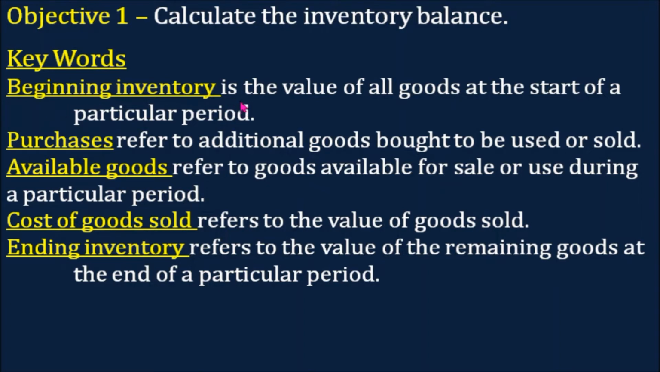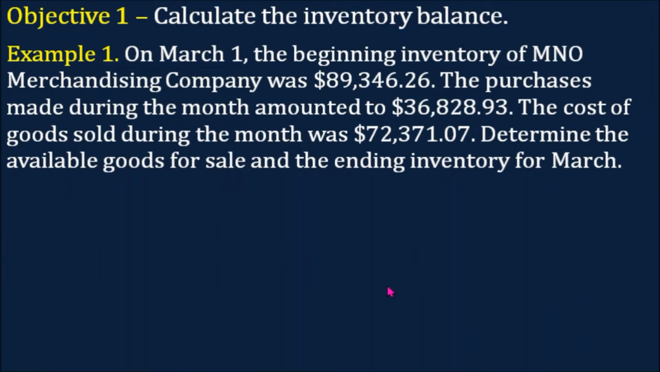Beginning inventory is the value of all goods at the start of a particular period. Purchases refer to additional goods bought to be used or sold. Available goods refer to goods available for sale or used during a particular period. Cost of goods sold refers to the value of goods sold, and ending inventory refers to the value of the remaining goods at the end of a particular period.